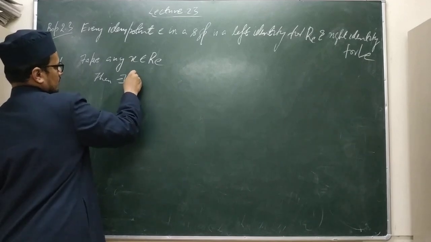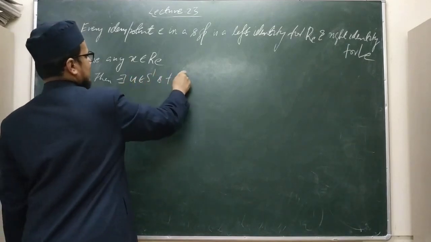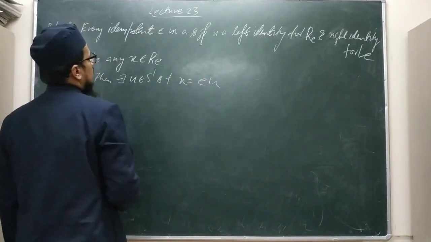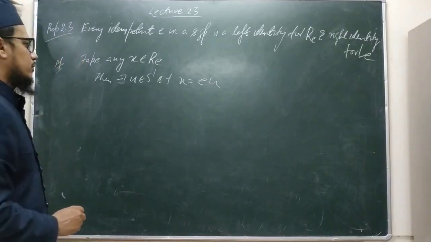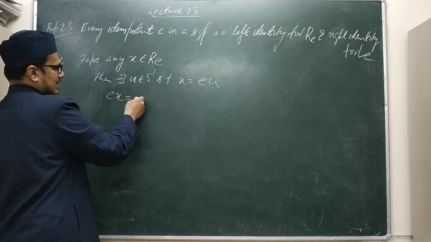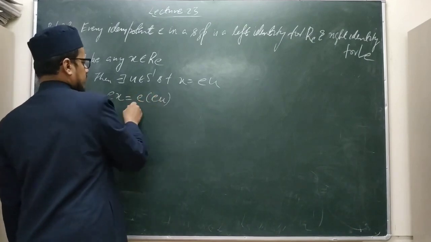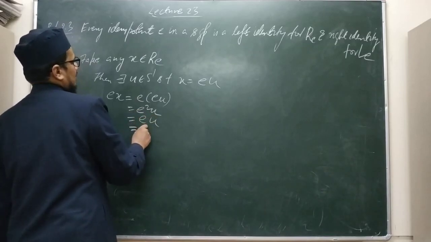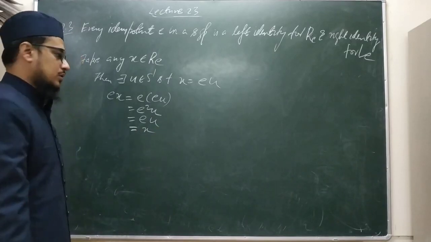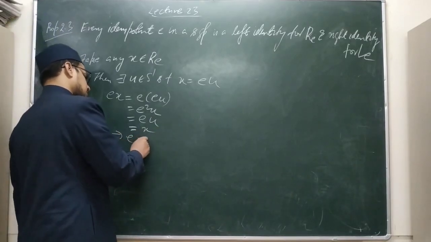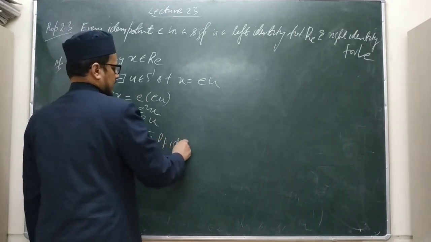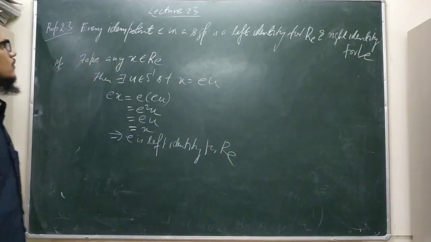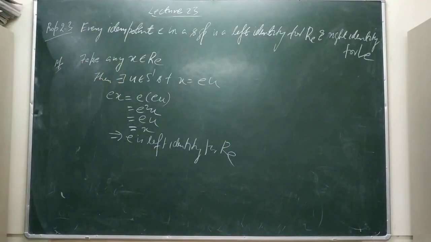Say u belongs to X1 such that x is equal to what? eu. Correct. And now we have to prove e is a left identity for Re. So we calculate ex. It should come as x. So e into u, it is what? e square u, it is eu, it is what? eu is what? x. So we have proved. It implies that e is a left identity for Re. Similarly, we can prove e is a right identity for Le.